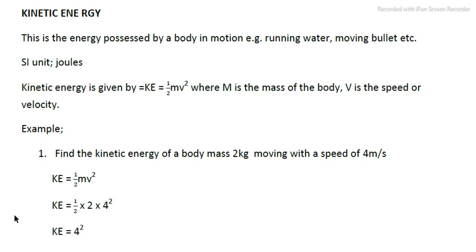Number 1 says find the kinetic energy of a body of mass 2 kilograms moving with a speed of 4 meters per second. We know that kinetic energy equals a half mv squared. So we shall substitute for mass m and speed v. If we substitute, we shall end up with the kinetic energy equaling 4 squared, which is 16 joules.